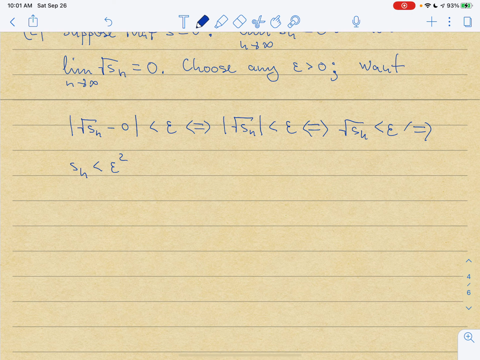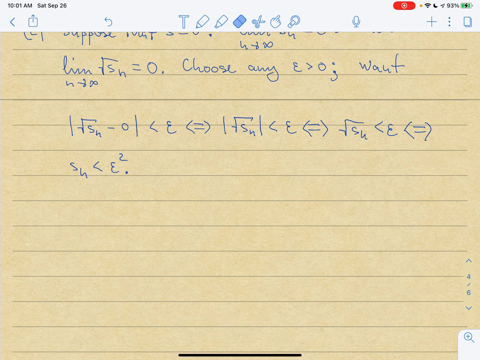And in fact, I can follow this chain of inequalities forward and backward, right? If I assume that Sn is less than epsilon squared and Sn is a positive number, once I take square root, this is going to be true. This is equivalent to this, equivalent to that. Okay, but now, would I be able to choose capital N in such a way so that I can guarantee that this is true? Well, yes, I can.